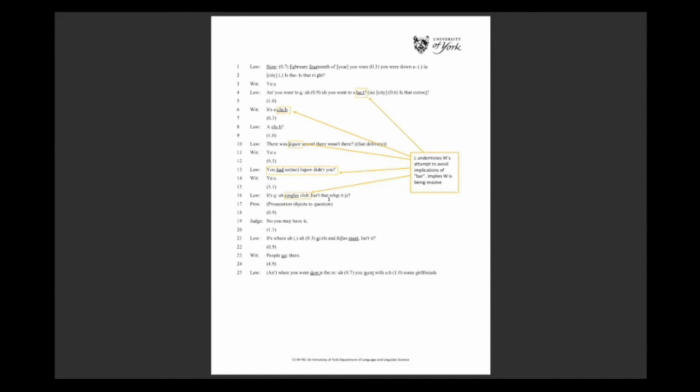That's to say, whether it's a bar or a club is irrelevant. The point was, they sell liquor, and you had some. It's that kind of a place. So what he does is, in a way, undermine her attempt to replace this with a club, and imply that that's being evasive. And so again, the lawyer has this power to control the agenda, to pursue a point, not just leave it with the witness's claim, but to pursue it and bring certain bits of evidence together in a way that impugns, I think, the witness's testimony.